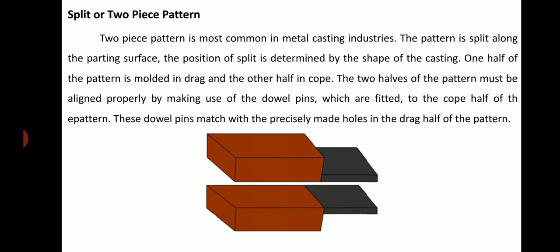Split or two piece pattern. Two piece pattern is the most common in metal casting industries. The pattern is split along the parting surface. The position of split is determined by the shape of the casting. One half of the pattern is molded in drag and the other half in cope.